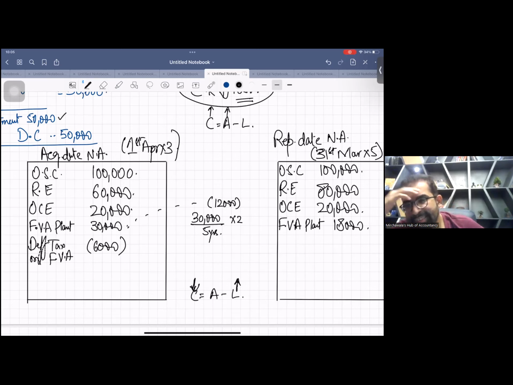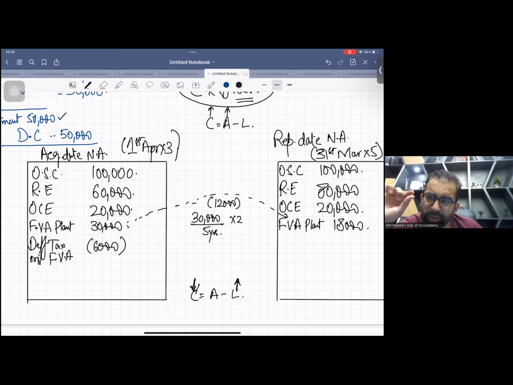Now one more thing, the last thing. Hope you remember. Just use your brain. As the carrying value of the asset changed, this fair value of the asset changed from 30 to 18. Open your eyes and move your eyeballs, please. This plant value changes from 30 to 18 because of depreciation. So when this plant value is going down, deferred tax will also go down.